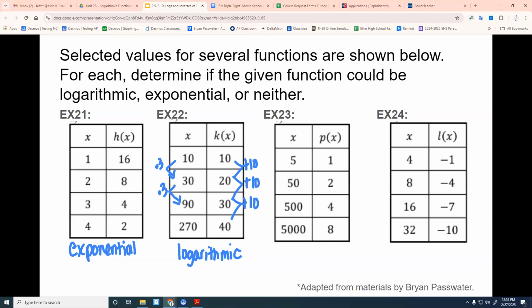Okay, everybody look at 23. What do you guys think on that? Okay, tell your neighbor what you think on that one. Okay, Mackenzie, what do you and Stephanie think about 23? I like it. That looks good. Okay, why did you say neither on that one?